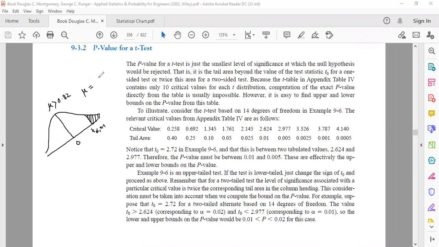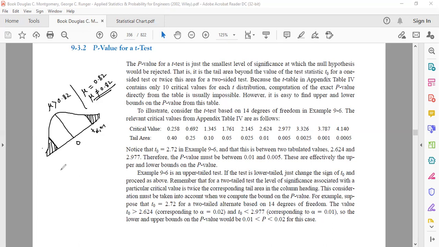Suppose according to the problem, I am writing the alternative hypothesis in this manner, how can I analyze the situation? They are saying that for a two-tailed case of the same analysis, that is at 14 degrees of freedom, you have to consider two things. Okay, alpha, and T naught is 2.72, because your value is lying between 2.624 and 2.977. So the value T naught greater than 2.624 will correspond to the level of significance 0.02. How is it coming?